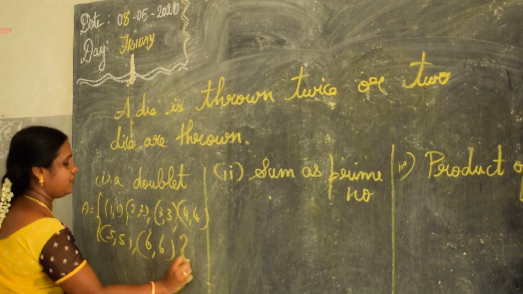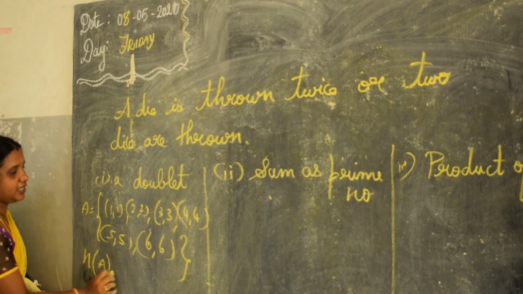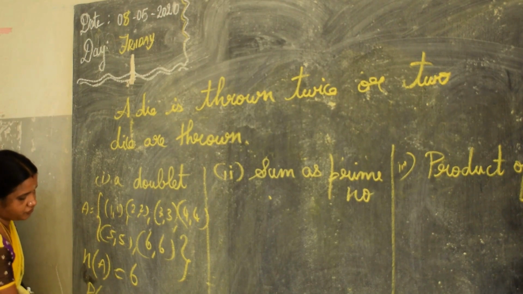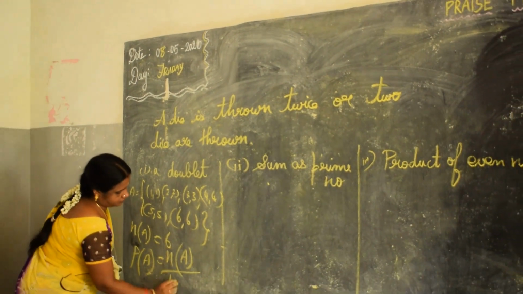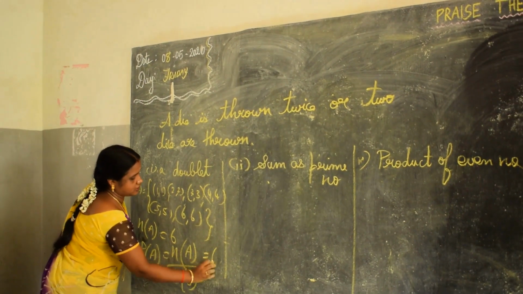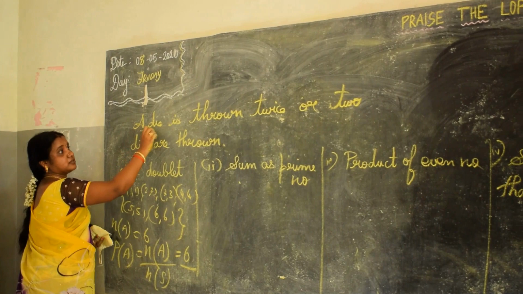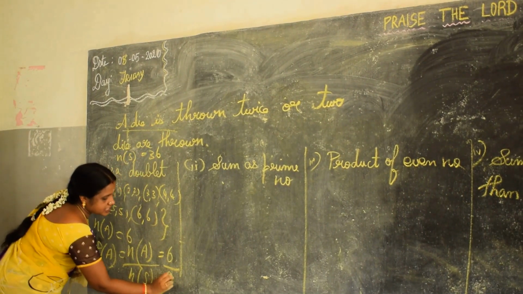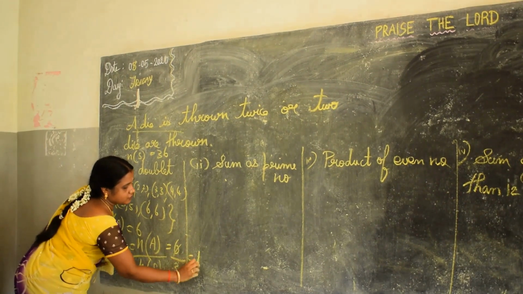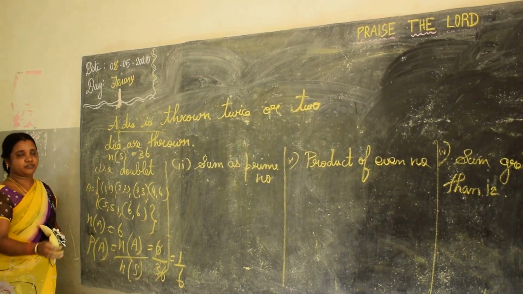So what is n of A? How many possible outcomes are here? How many are there? 6. So P of A is, what is our probability of an event formula? n of A by n of S. So 6 by, here 2 dice, so our sample space n of S is 36. So 6 by 36, you can cancel this, 1 by 6. This is the answer for this subdivision.